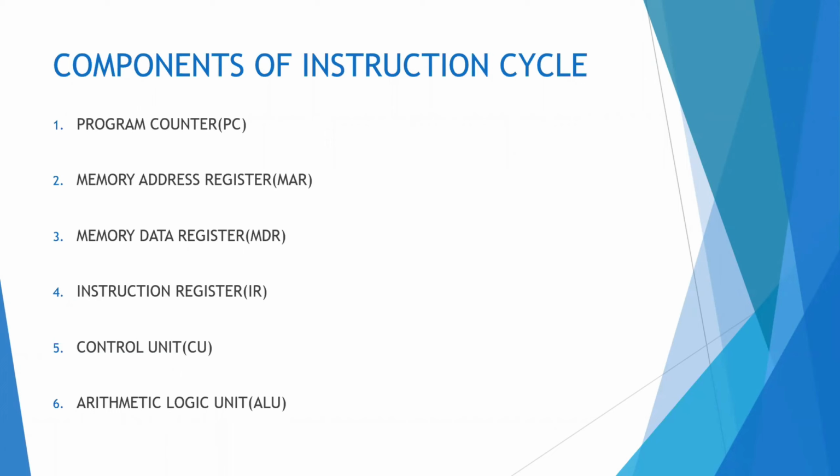The ALU, arithmetic logic unit, performs logic operations such as AND, OR, NOT, binary shifts, and also operations like addition, subtraction, etc. Then the FPU, that is the floating point unit. As the name suggests, it is required for floating point operations.